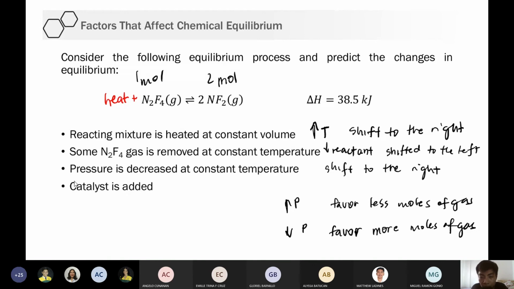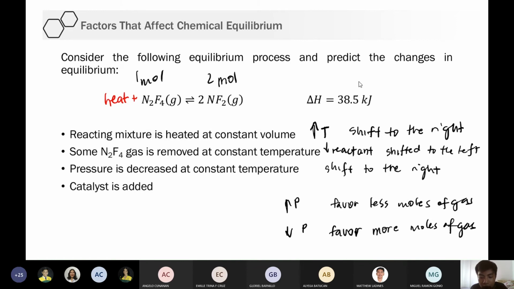Again, kapag binaba mo yung pressure, mas gusto niya yung mas maraming moles. So, since yung mas maraming mole natin nasa right side, it will shift the reaction to the right. Okay? So, ganun lang. What if i-increase mo yung pressure? Mas gugustuhin niya yung less mole ng gas. Yun yung nasa left. So, it will shift the reaction to the left.